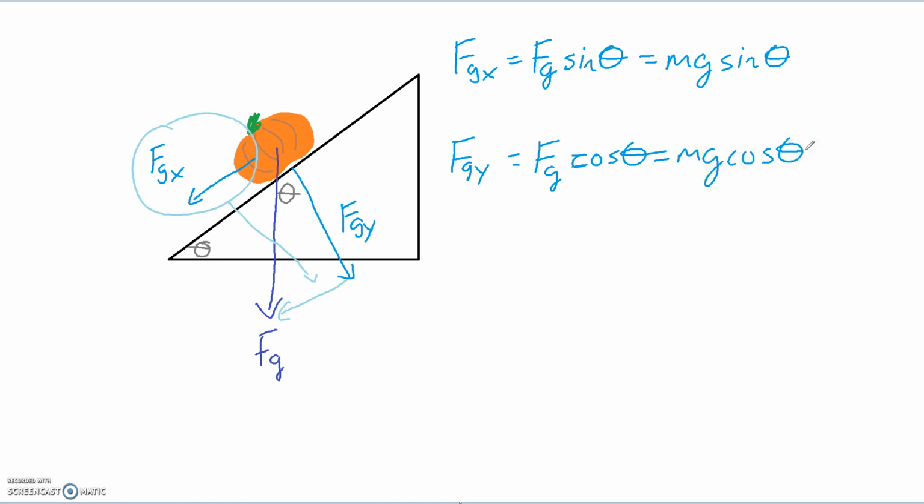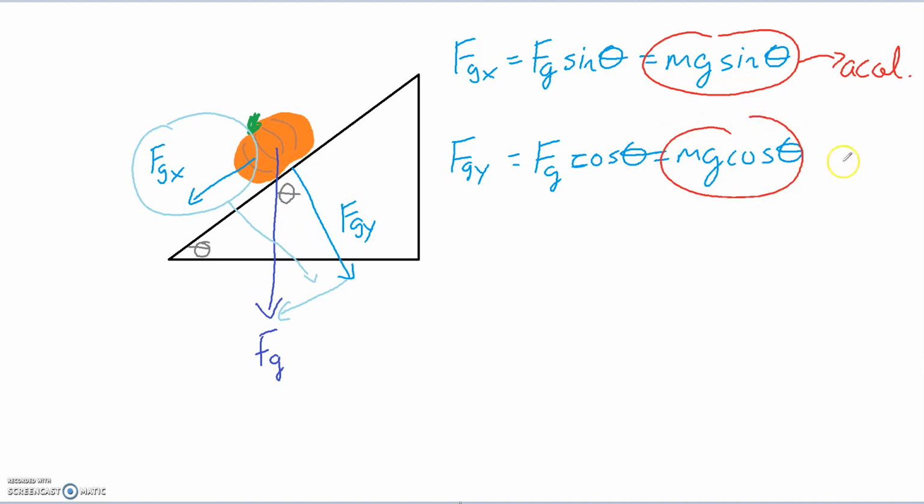Now these two forces do very different things. The FGX is what goes down the ramp. This is the force that actually causes it to accelerate. So if I wanted to calculate the accelerating force, I would use mg sine theta, or FGX. The FGY causes pressure on the surface, so that creates the Fn. This Fn can then be used to possibly calculate some friction if there was friction in the situation.